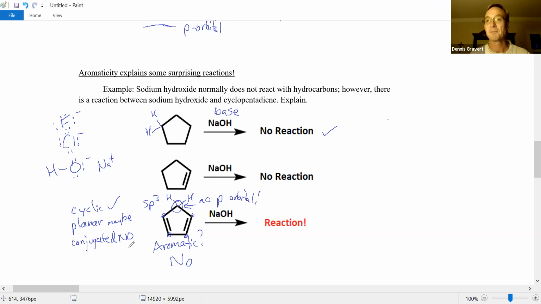So it's not aromatic. Someone else might say, why don't we just check the Huckel number? And yeah, you could have done that too. How many pi electrons are here? There's 4 pi electrons. There's 2 double bonds, 1 line equals 2 dots, 2 electrons here, 2 electrons there, for a total of 4 pi electrons. 4 is not a Huckel number. Okay, so it's not aromatic.